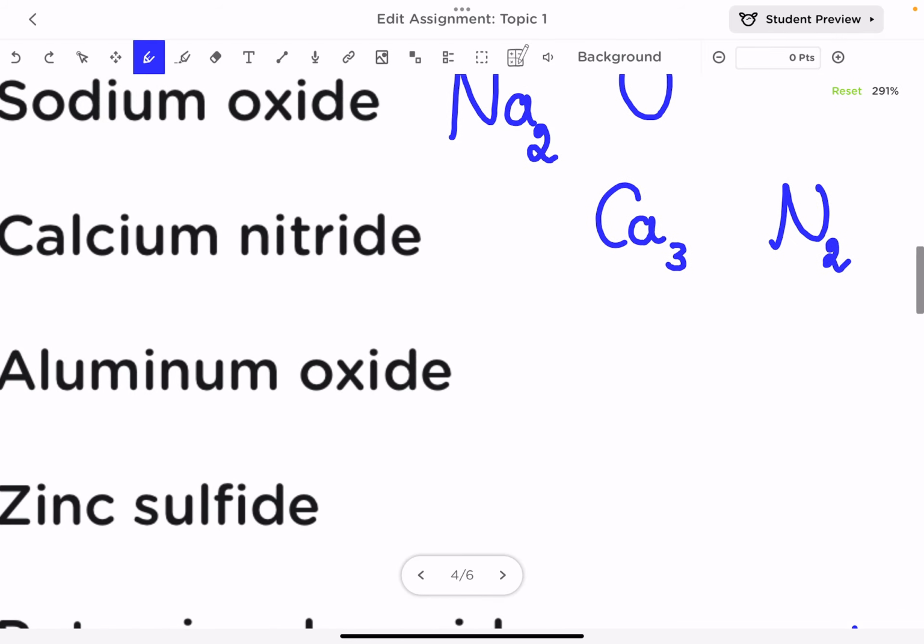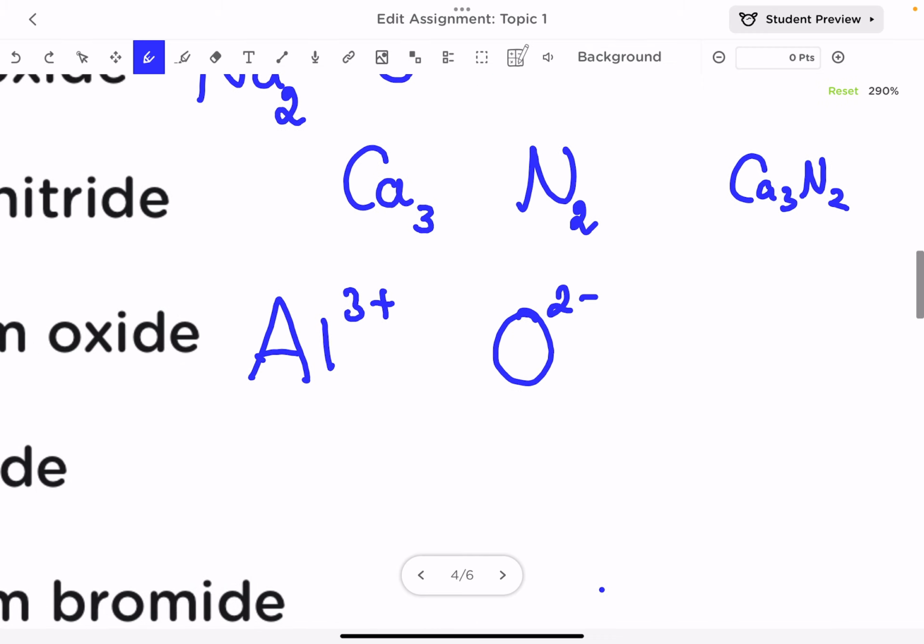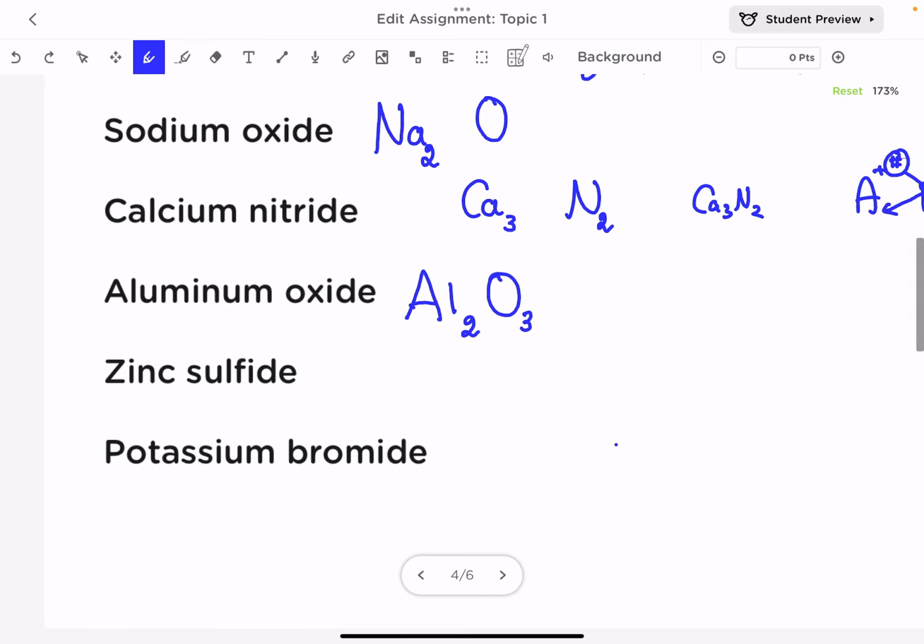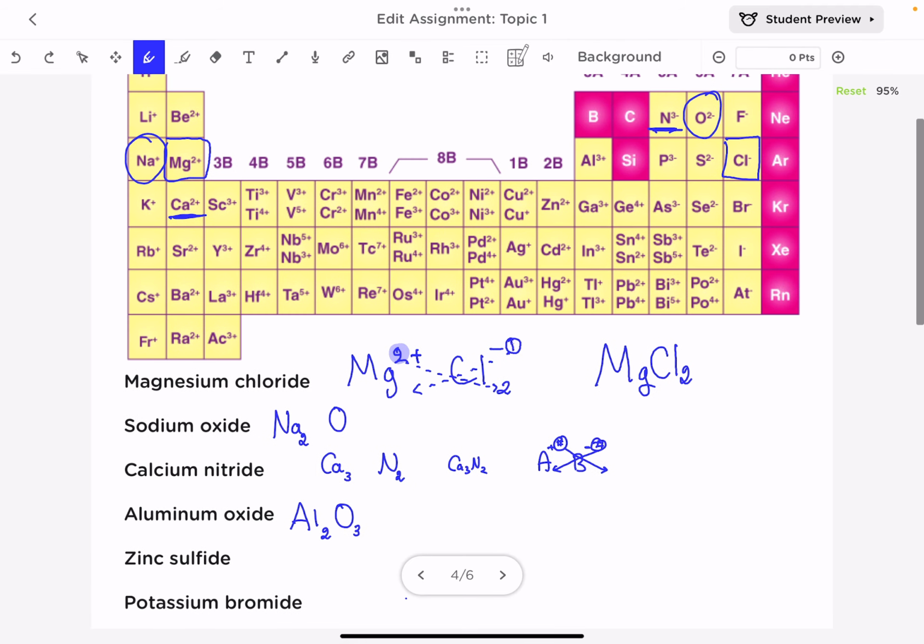Let's take another example. Aluminum oxide. Al is a 3+ and oxide is O2-. Again, the 3, I'm going to remove it from here and place it as a subscript next to the O. And the 2, I'm going to remove it from the O and write it as a subscript next to the Al. But my final answer should not include the charges. So again, I will erase the plus and the minus. So Al2O3.